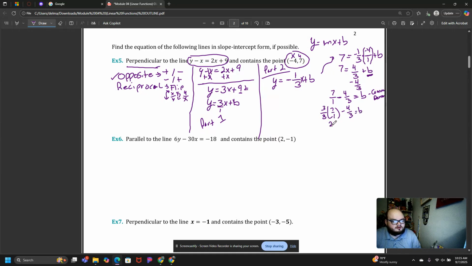3 times 7 is 21. 3 times 1 is 3. Now I can work through this. Okay, so I can say 21 minus 4 is 17 over 3 is equal to b. So it's not pretty, and sometimes it's not going to be pretty whole numbers. Now all you have to do is substitute that in for b, and you've done it. Okay, you've accomplished what it asked.